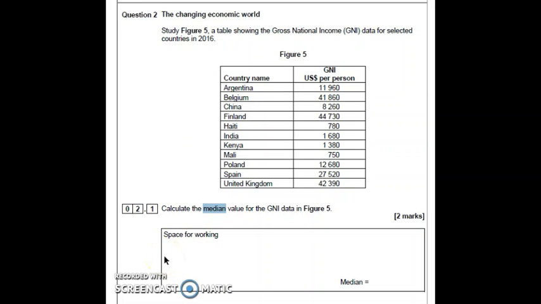Ideally, you need to rank these countries from the lowest GNI, write them down all the way until you've got the richest one. And then the median value would be the 6th country in the list. So it should work out that you spent around about 2 minutes on this question getting the median answer, which is from Argentina, which is 11,960.